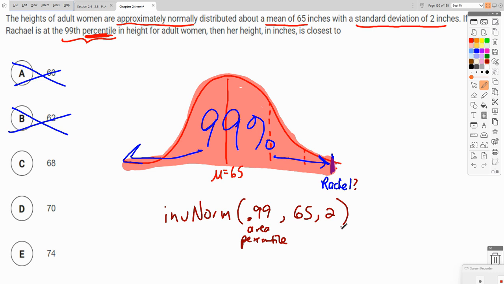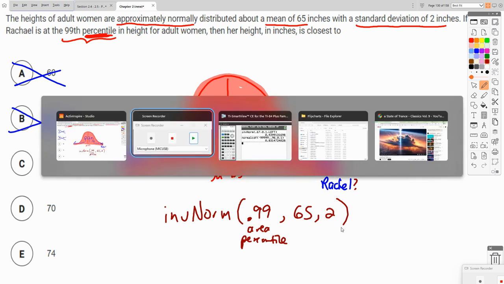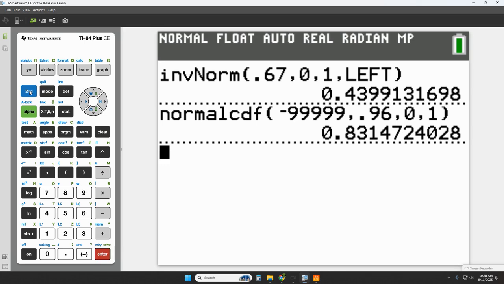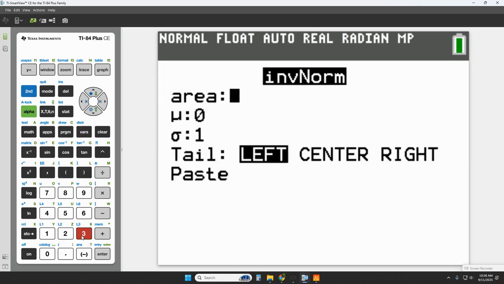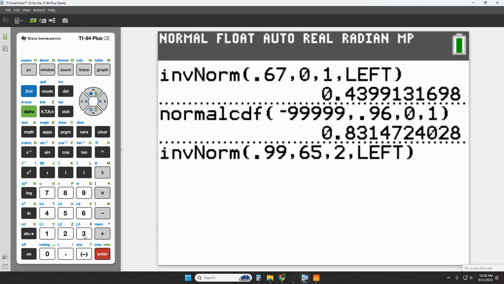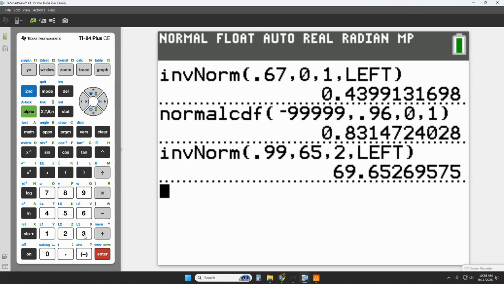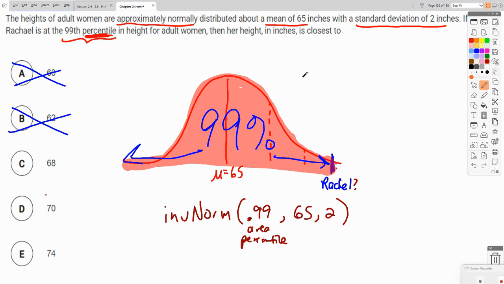So if I were to type that into my calculator, let's see, number 3, let's go 0.99. We said 65 was the mean. 65. And 2 was the standard deviation. We're going to leave that as left. And we're just a smidge under 70 inches. So which one is closest? Well, technically that'd be answer choice D would be the closest, not actually the 74.